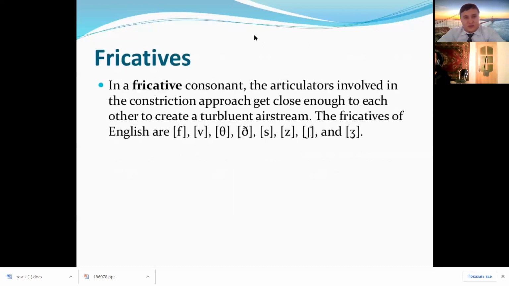So what are fricatives? In a fricative consonant, the articulators involved in the constriction get close enough to each other to create a turbulent airstream. The fricatives of English are f, v, th, th, s, z, sh, and zh.